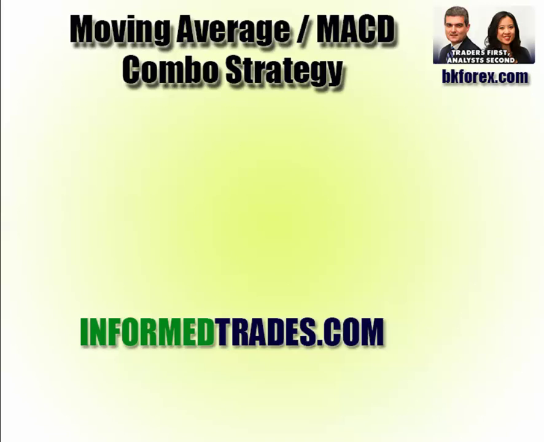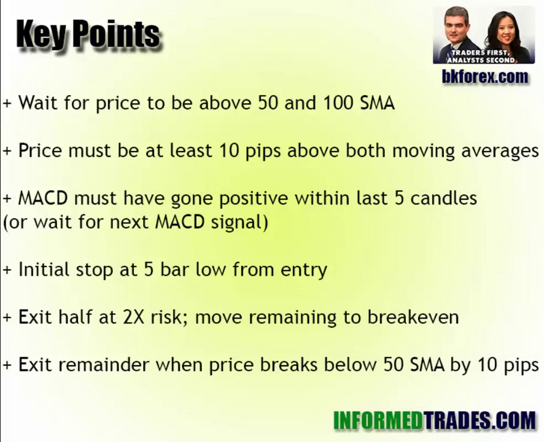Okay, the key points or the basic rules of this strategy: you want to wait for price to be above the 50 simple moving average and the 100 simple moving average. The price has to be above both of them. Not only that, but price must be at least 10 pips above both of them. So whichever one's higher, 50 or the 100, 10 pips above that one.